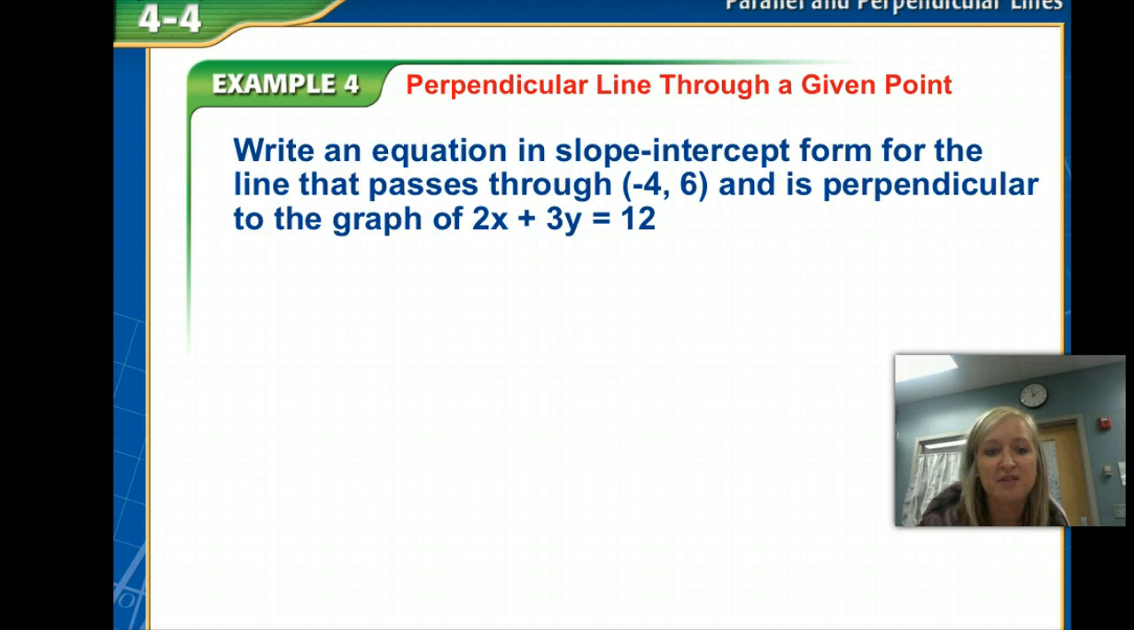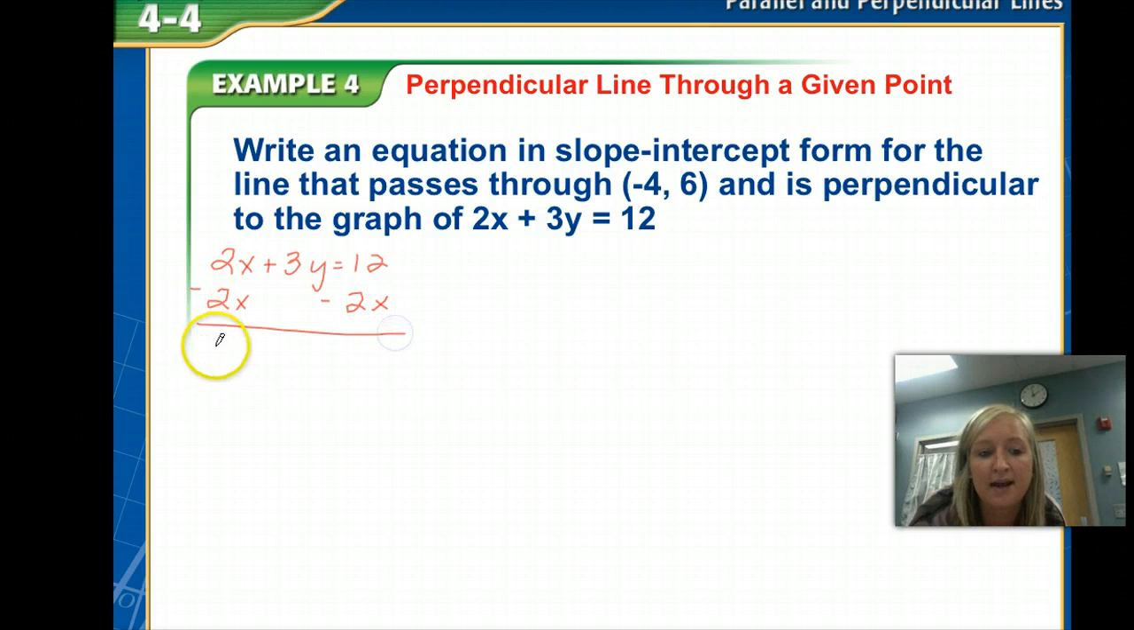Write an equation in slope-intercept form for the line that passes through -4, 6 and is perpendicular to the graph of 2x plus 3y equals 12. Now I stated the steps in the previous example, but the first thing that we need to do is take 2x plus 3y equals 12 and put it into slope-intercept form. So I'm going to subtract 2x from both sides. I get 3y equals negative 2x plus 12, and then divide everything by 3. So the first step is to put it into slope-intercept form. Y equals negative 2/3 x plus 4.